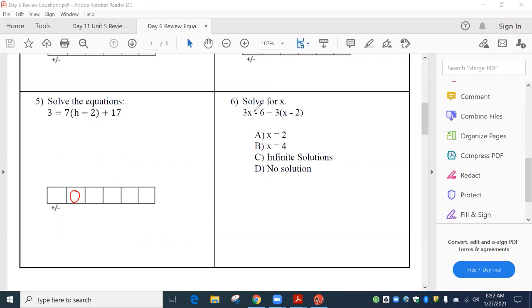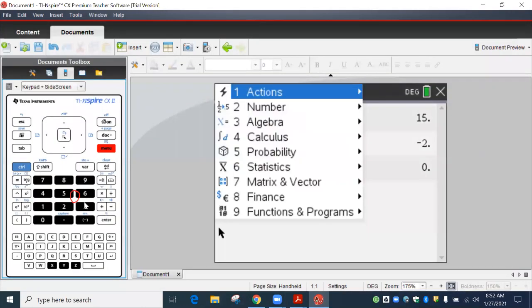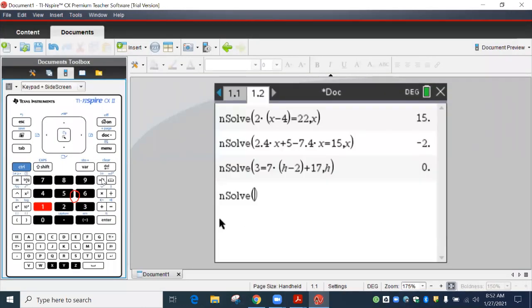All right, so now we're going to come over here and do number 6. Once again, we just kind of see a basic equation here. So we're going to go plug this in. We're going to go to our calculator. We're going to hit menu 3-1. And we are typing in 3x minus 6 equals 3 parentheses x minus 2, close parentheses. And then at the end, we're going to put our comma x. So this time we are using x.